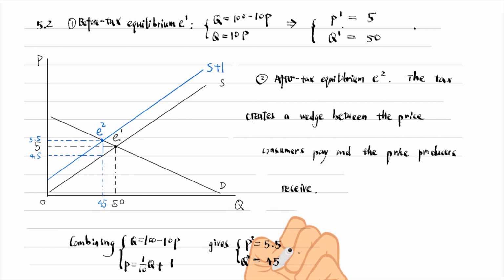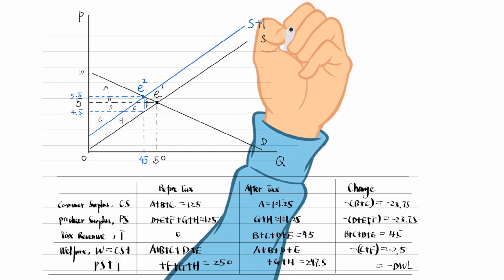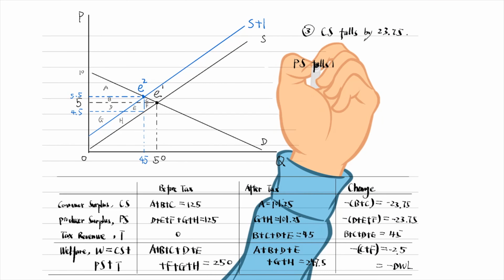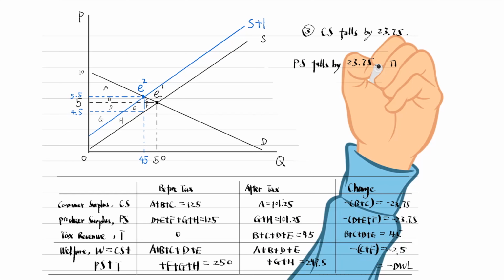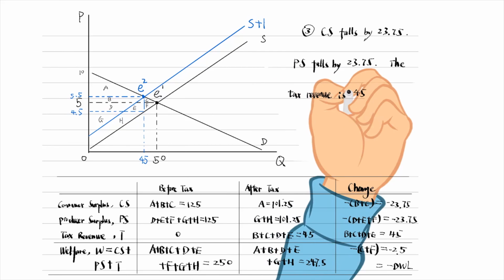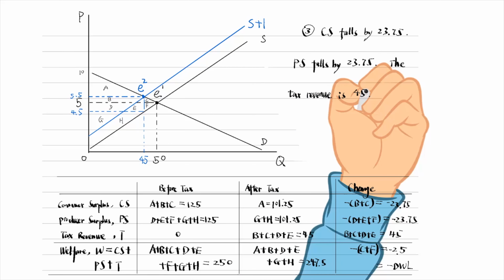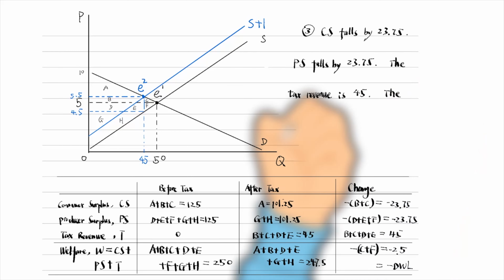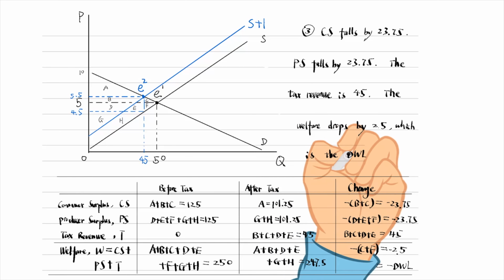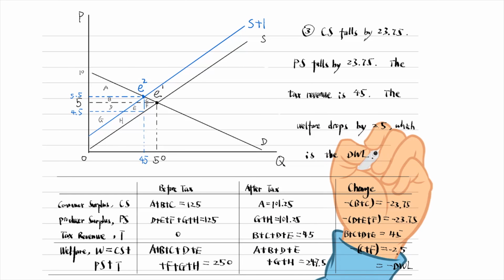Third, we describe the welfare effect of the tax and list the calculation in a table. The consumer surplus falls by 23.75. The producer surplus also falls by that amount. The government collects a tax revenue of 45. The social welfare drops by 2.5, which is the deadweight loss to society of the tax.